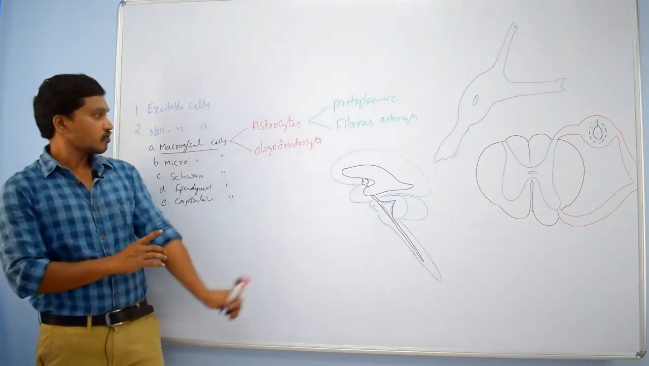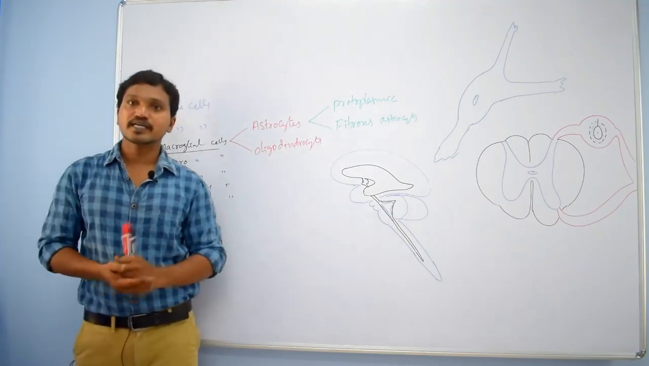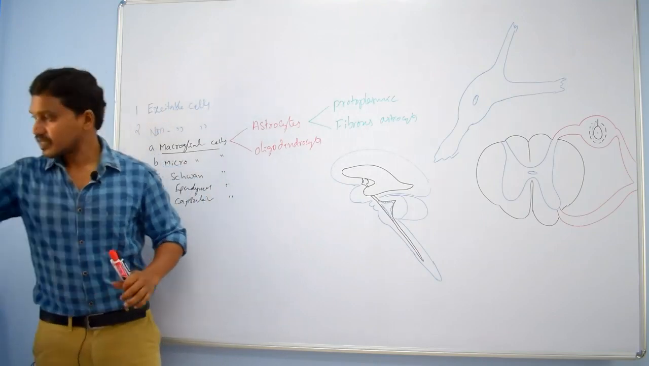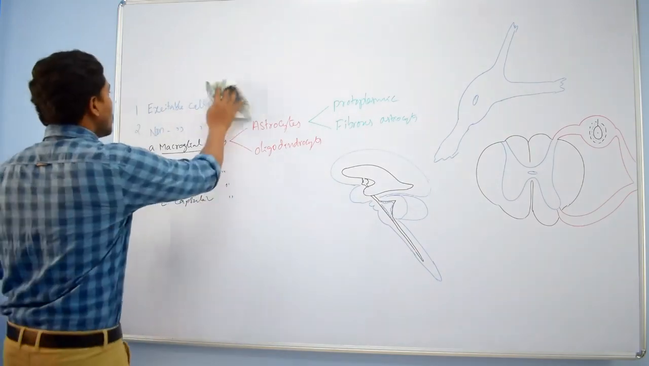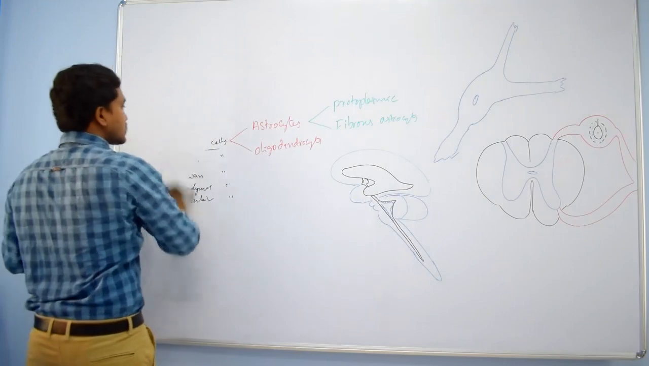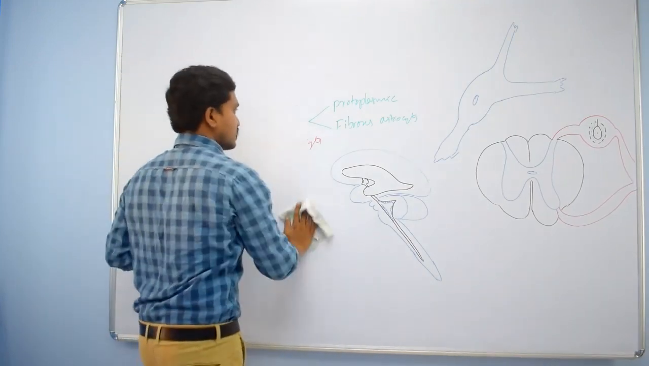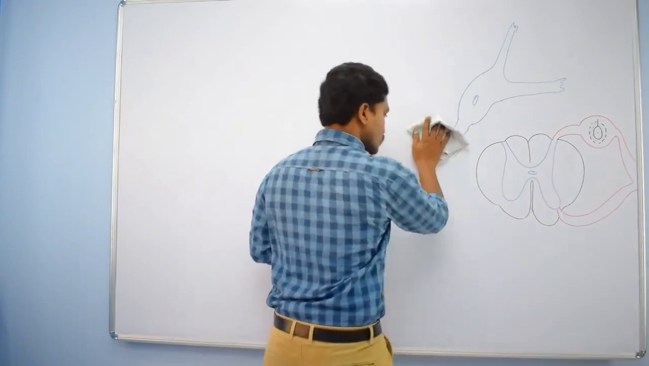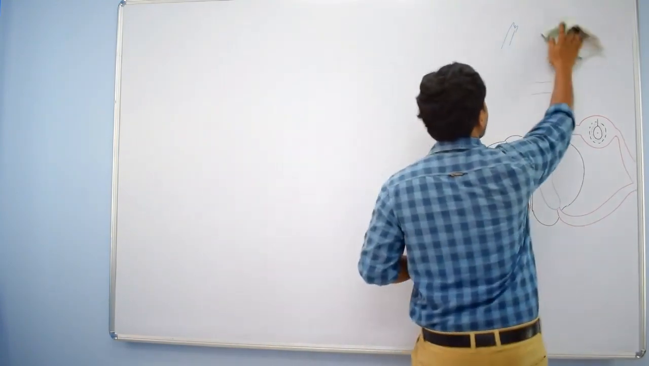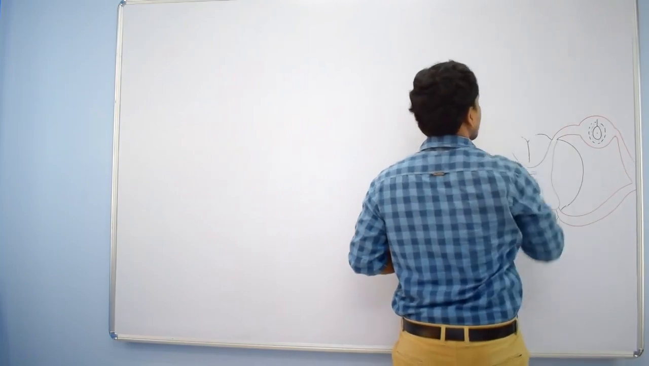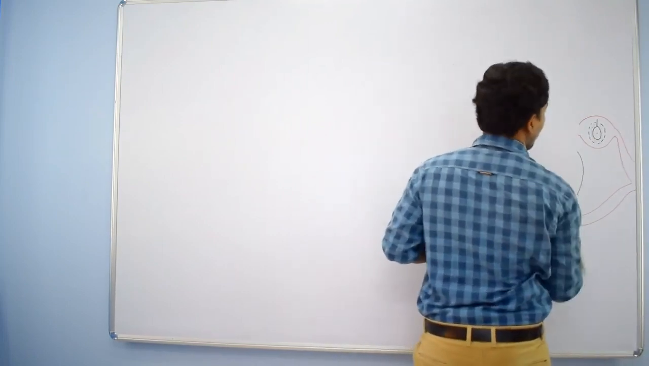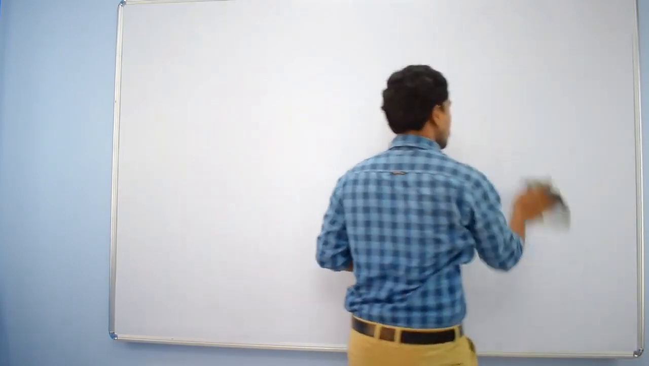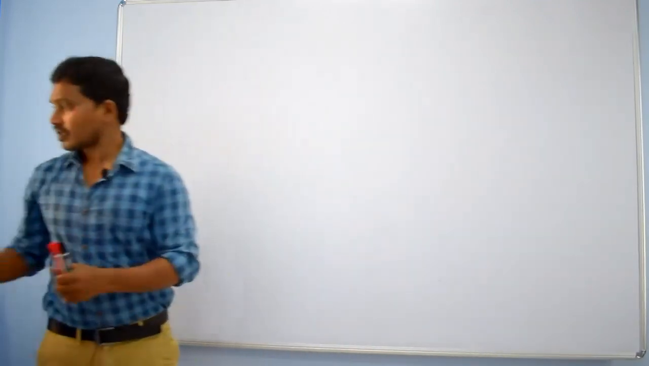Then we will go for excitatory or excitable cells, that means neurons. If you take the structure of a neuron, a neuron contains a cell body and neurites. The cell body contains the nucleus and other materials. Along with these, you can find Nissl's granules. Right?